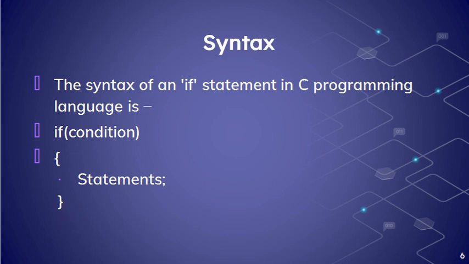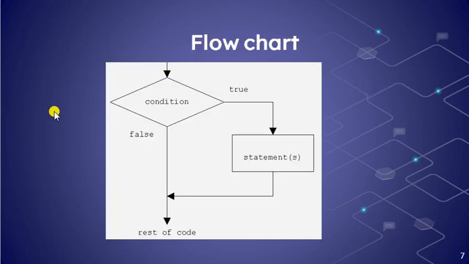So we can see the flowchart representation. Here you can see the condition. If the condition is true, then it executes the statement, then goes to the rest of the code. Otherwise, if the condition is false, it does not go here, it directly goes to the rest of the code. That is happening in the if statement.